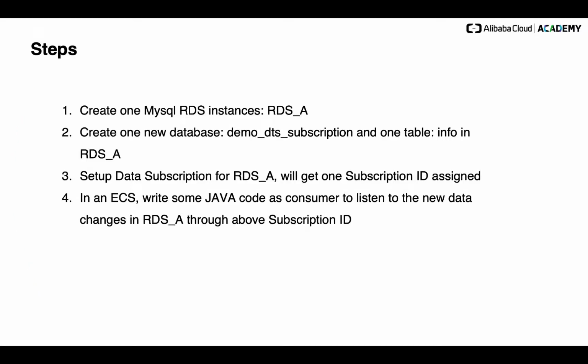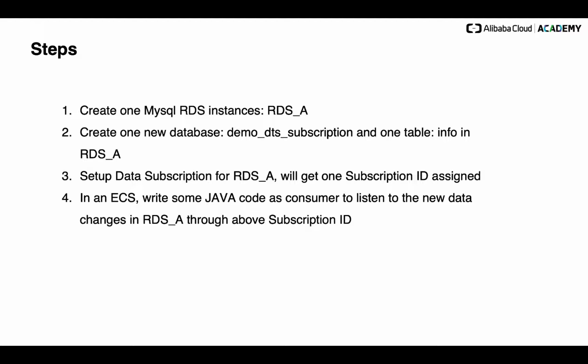So in today's session, I will go through the following steps. The first step I'm going to do is to create one RDS instance. But to save some time, I already have one instance created. We call it RDS-A. There will be one database inside the RDS and one table called info. In the third step, which is also the most important one, I'm going to set up the data subscription for the RDS-A for that database from step 2.